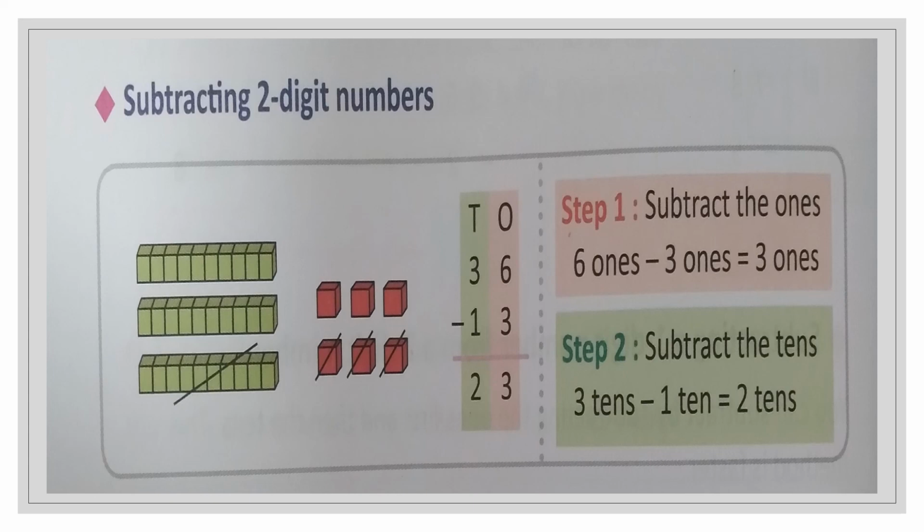Then there are 3 tens and from that we have to subtract 1 ten. So we get the answer 2 tens. We get the answer for 36 minus 13 is 23. Children, I hope you have understood the concept of addition and subtraction of 2-digit numbers without regrouping.